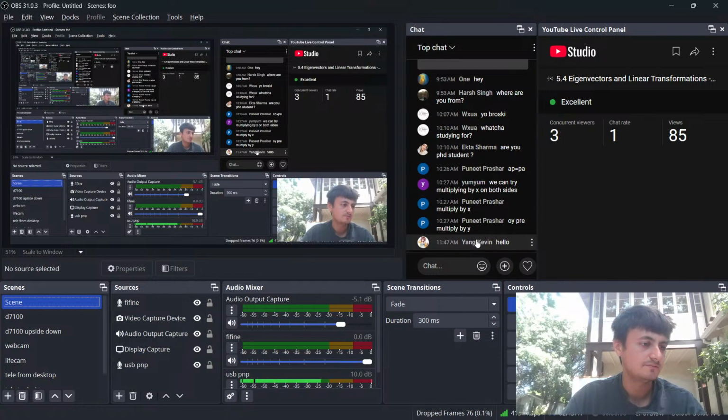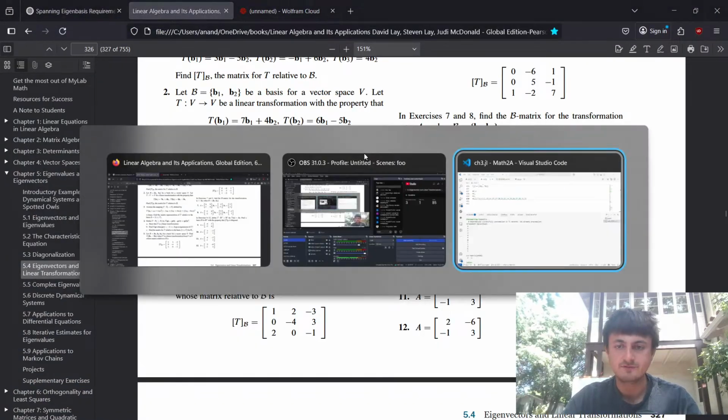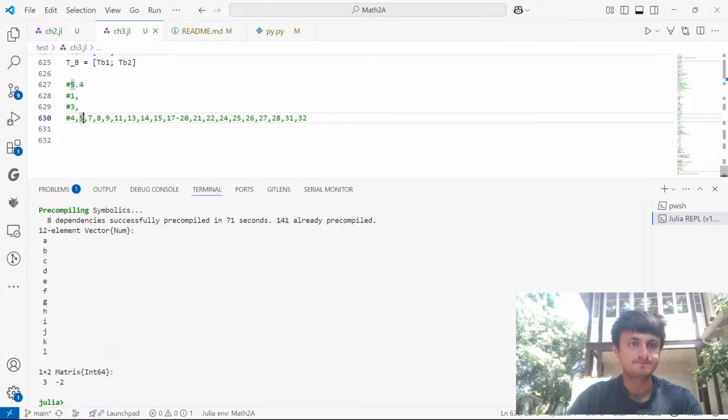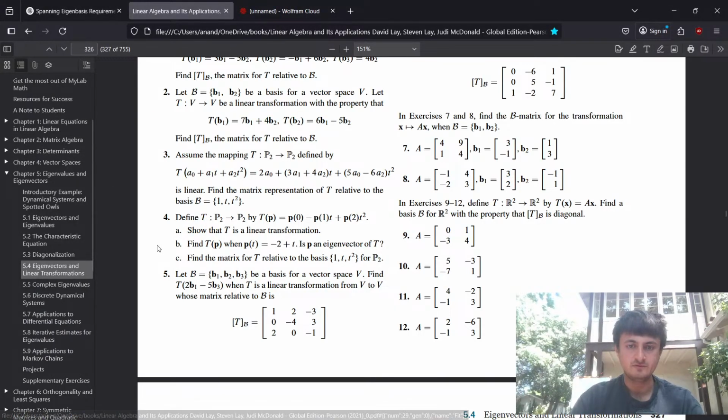It's pretty cool. All right, so we're doing linear algebra. So we finally did problem 4. So let's do problem 5.